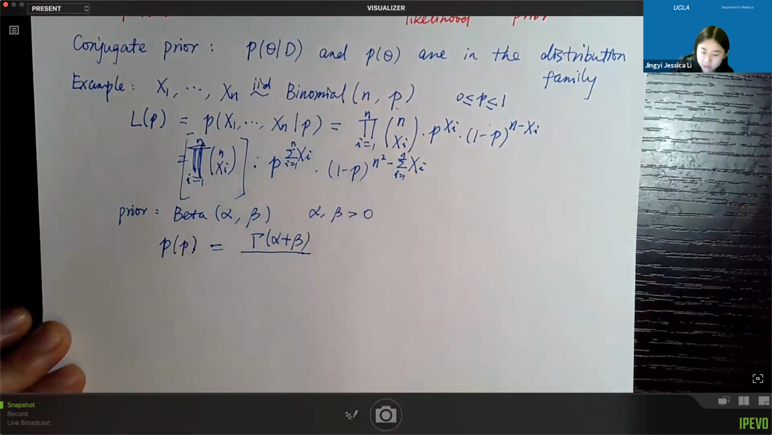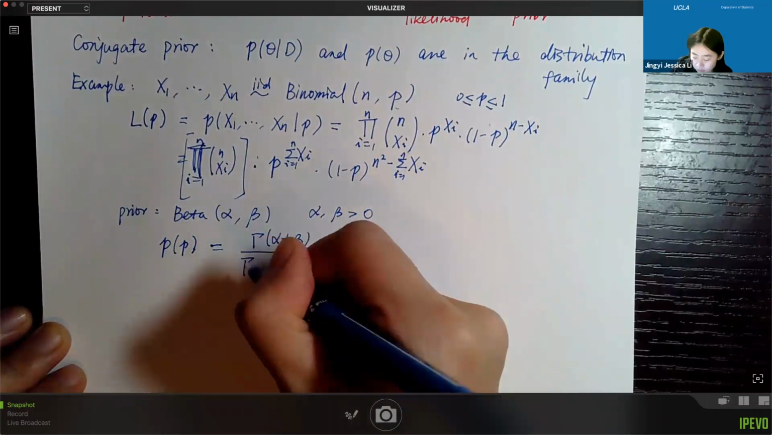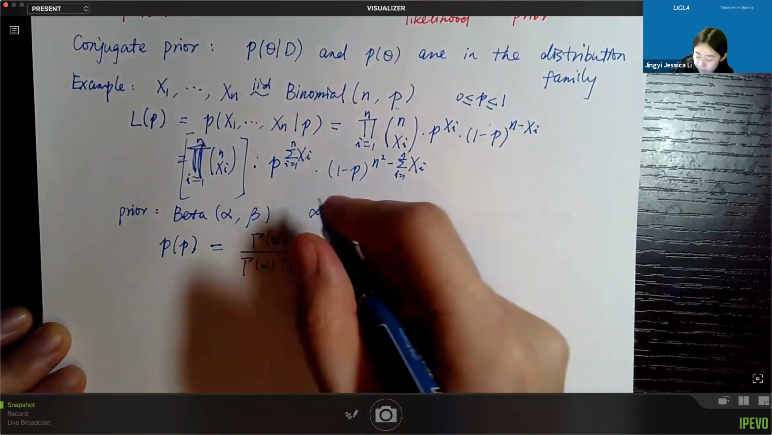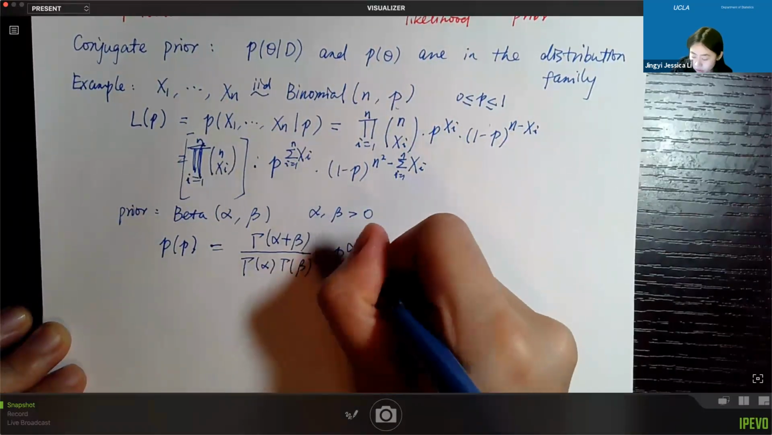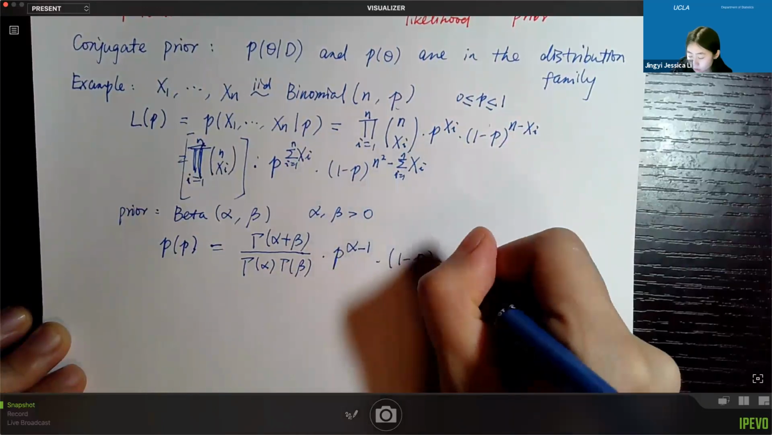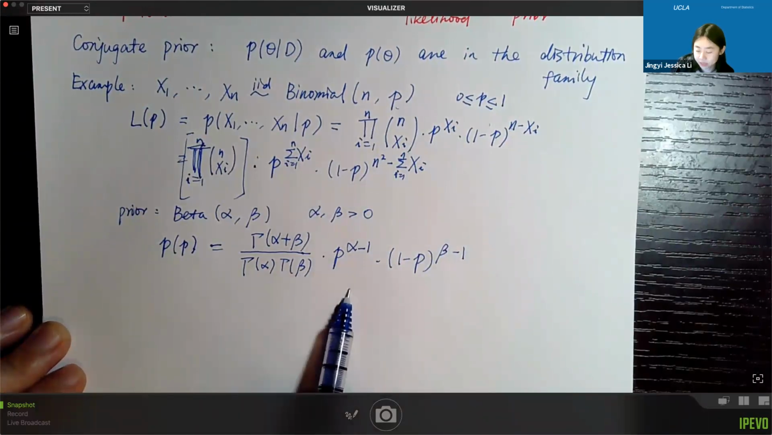I'll make a correction to the note. I noticed that there's a typo there. The gamma, which is a Greek letter, was written by mistake as a capital T, but it should be gamma. It's a gamma function that you can ignore for now. But this is the constant, and it's times p to the power alpha minus 1 times 1 minus p to the power beta minus 1. These are the two key terms because they involve the parameter p.